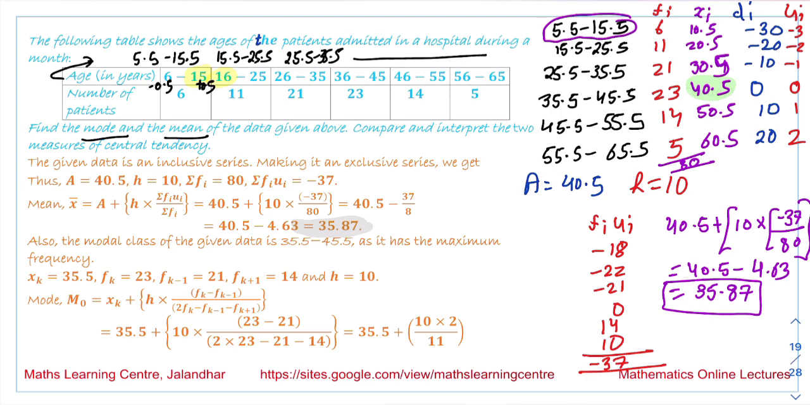Now next we have to calculate the mode for this data. So for the mode, the maximum frequency we have is 23. So this is the modal class. So the value of xk we have is 35.5. The value of h that we have is equal to 10. These values are mentioned over here. The value of xk we have is 35.5. The value of h we have is 10. Now this is the value of Fi.